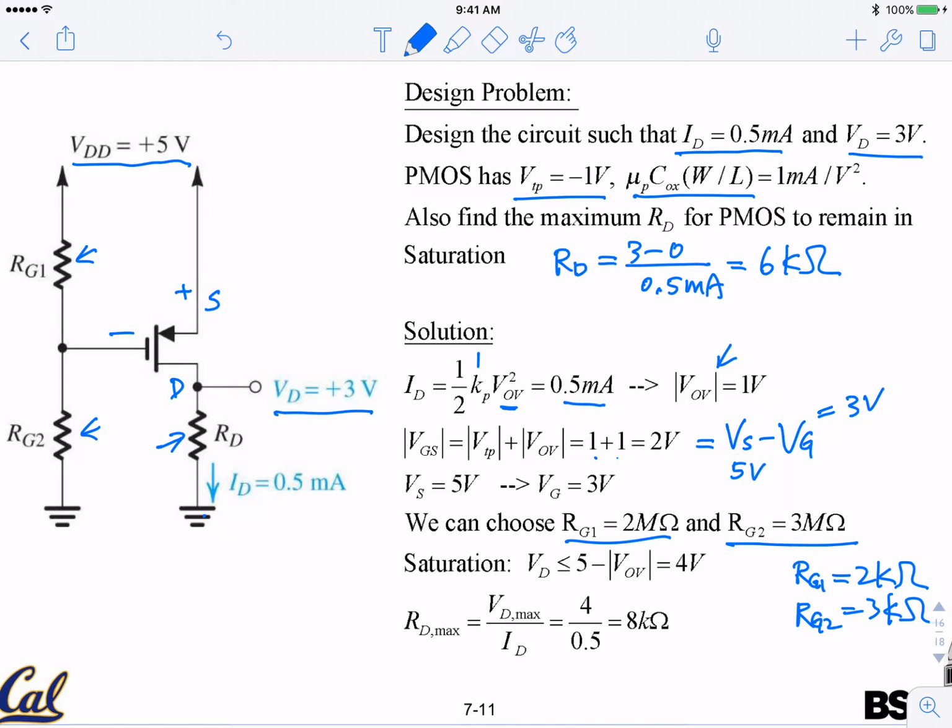So there are additional constraints that we need to think about. What constraint do we think about? How do we choose between mega ohm and kilo ohm?